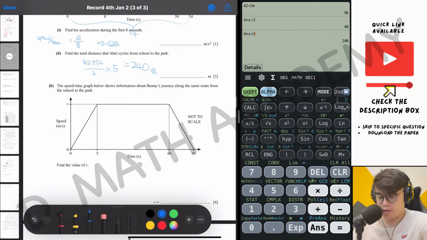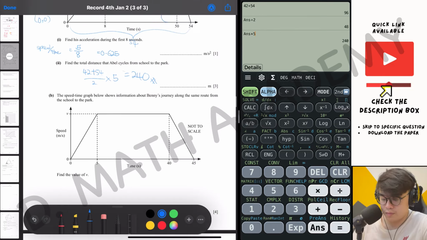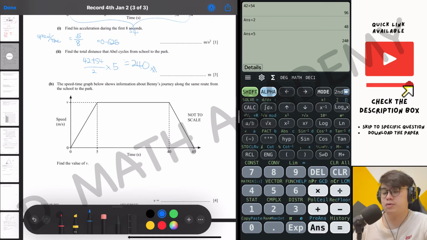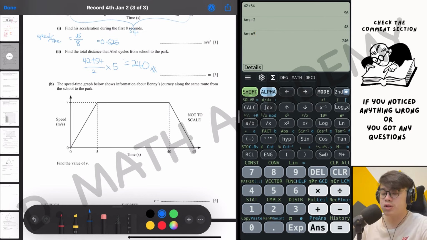Moving on, the speed time graph shows around the same route for the park. Okay. Find the value of v. Okay, so kindly take note, because they are referring to the same route, for school to the park. So the distance traveled will be the same. So we have 240 here.